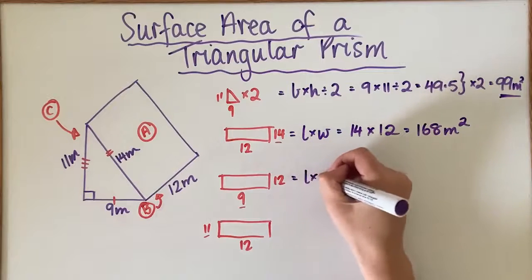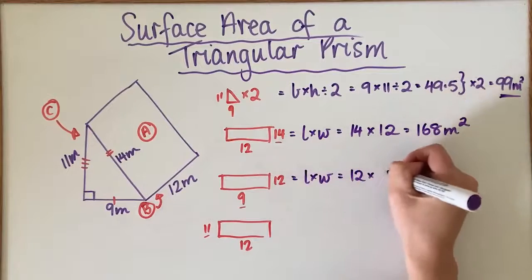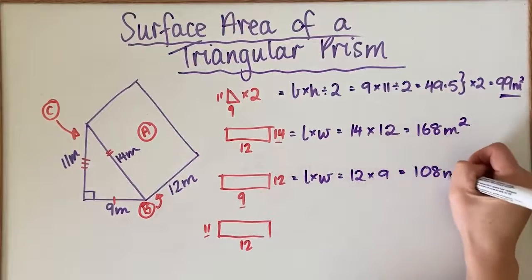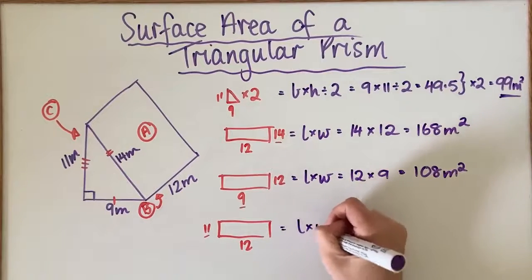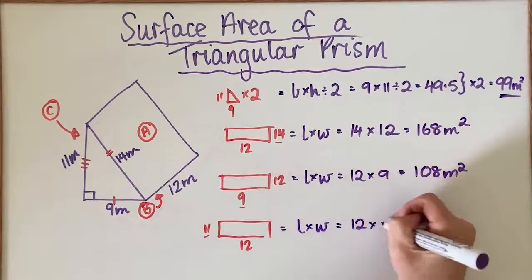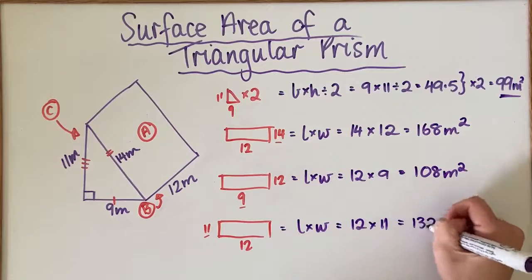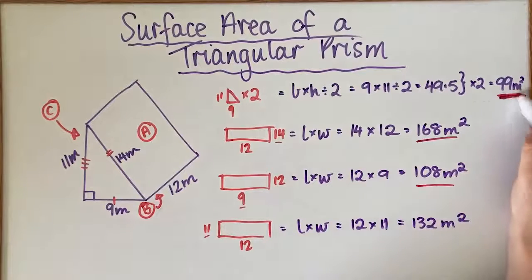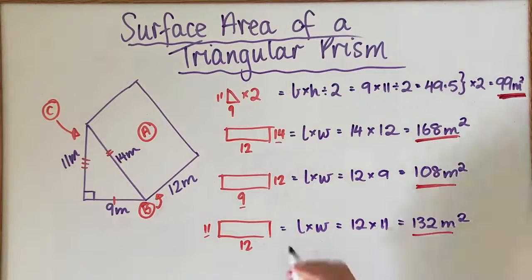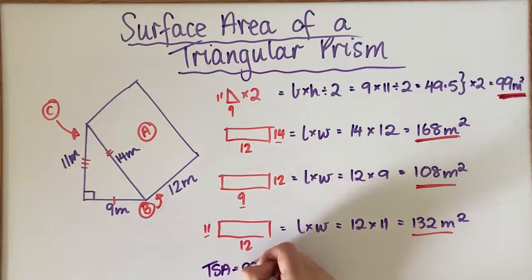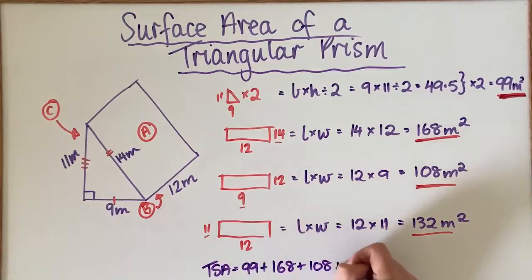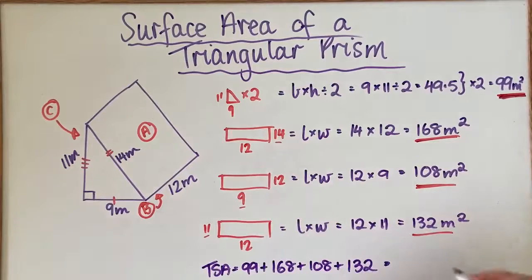rectangle A. Again, length times width for this one, I'm going to go 12 times 9. And that's going to be 108 meters squared. And it's another rectangle, so it's another length times width. I'm going to go 12 times 11, and that's 132 meters squared. So I found both triangles and all 3 rectangles, but now I need to do the total surface area. So I'm going to go 99 plus 168 plus 108 plus 132, and that's going to give us 507 meters squared. So that is the total surface area.